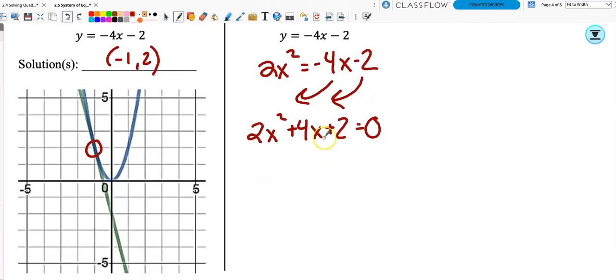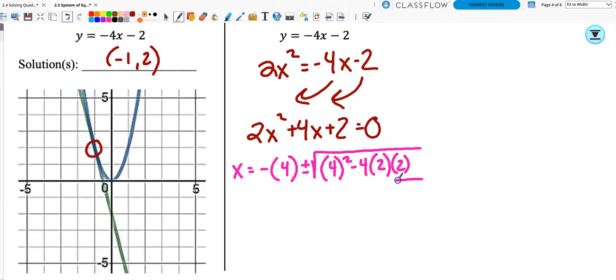All right, now this one has a number in front. If I do the T-chart, it's going to be a whole lot of work. So let's jump straight into the quadratic formula. So I'm going to have x equals negative b, so negative 4, plus or minus the square root, b squared minus 4ac, divided by 2a.